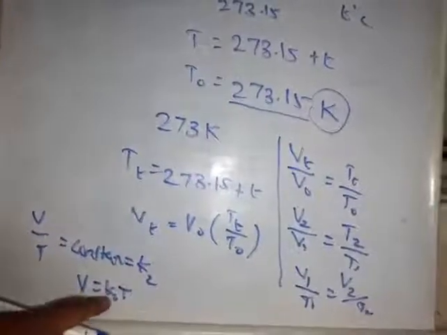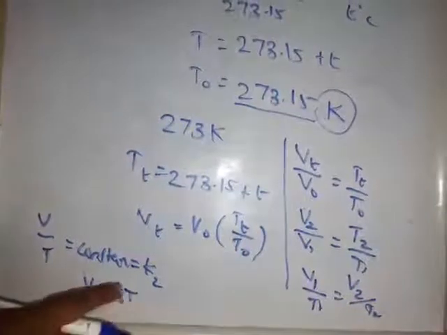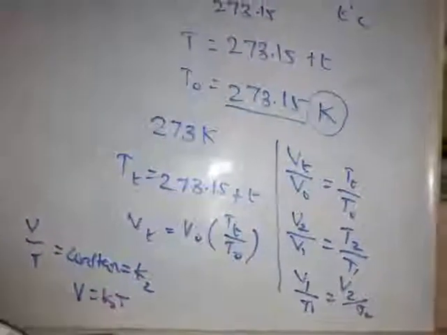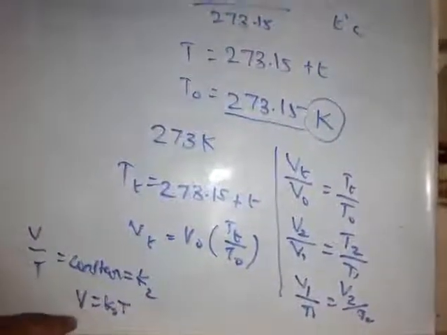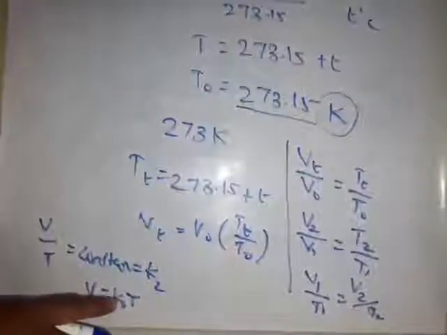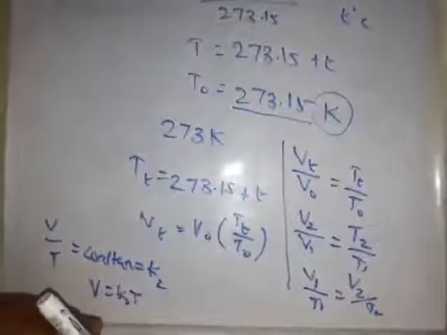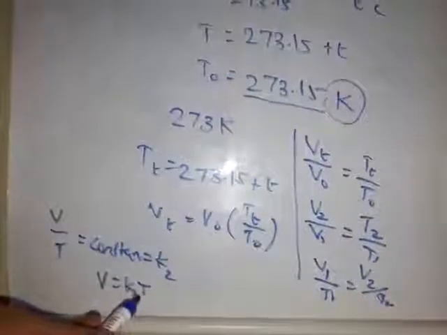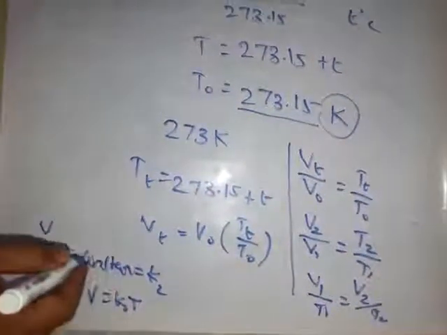So this is the volume-temperature relationship. Here the value of the constant K2 is determined by the pressure of the gas, its amount, and the units in which volume is expressed. This is called Charles law. The statement of Charles law is: the pressure remaining constant, the volume of a fixed mass of a gas is directly proportional to its absolute temperature.